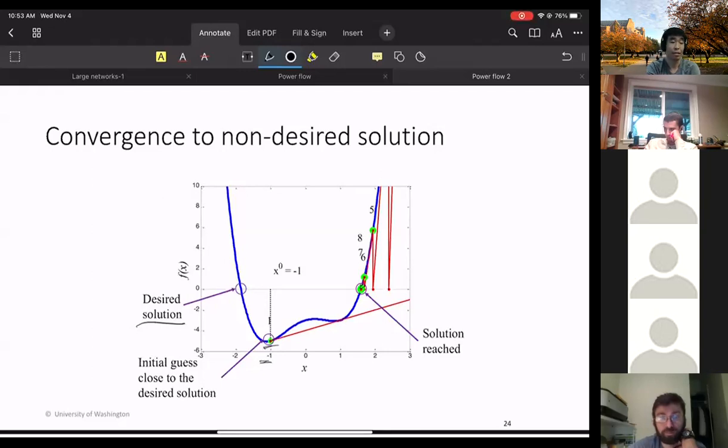There's no guarantee that if you start close to one solution, you end at that solution. And this creates problems a lot of times in power systems. Say we're solving the power flow equation, we need some initial guess. One obvious natural initial guess is a flat start, where all the voltages are 1 and all the angles are 0. But can you think of some other reasonable ways to guess initial solutions when you solve the power flow equations?